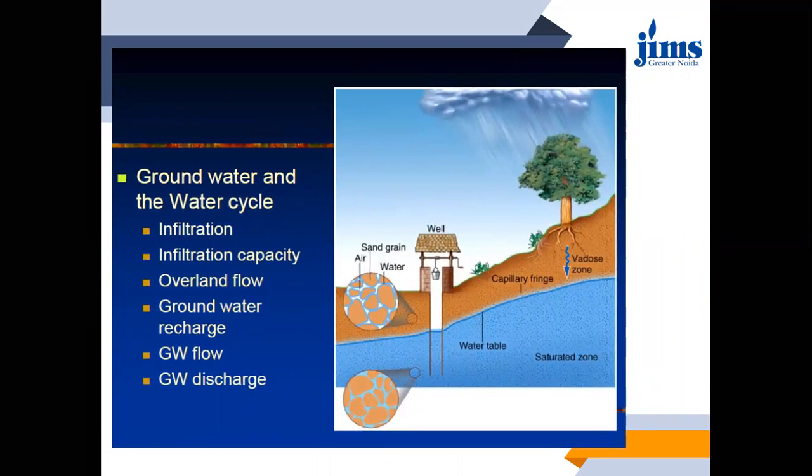Then groundwater and the water cycle are quite interrelated. In the previous lecture also we studied that the water cycle plays a very vital role. So groundwater and the water cycle are both interrelated. How are they related? What are the main things? Permeability and infiltration. These two are very important factors which relate the groundwater to the water cycle.